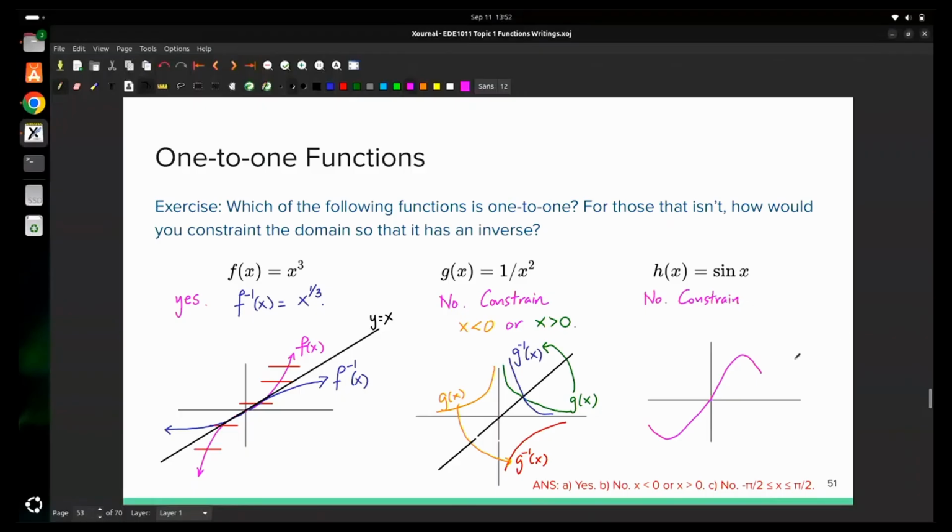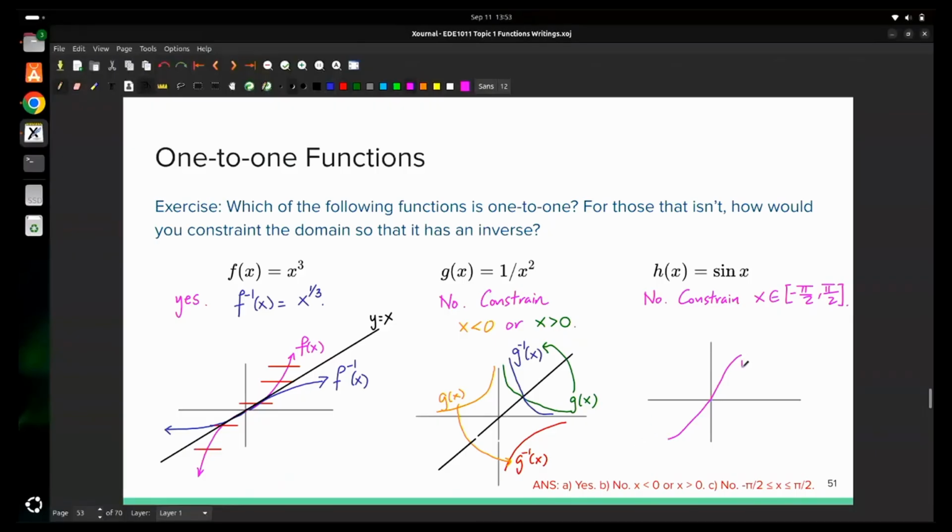Okay, constrain the domain to, for example, minus pi over 2 to pi over 2. Why is that so? Because it is beyond this interval that you fail the horizontal line test. You see, here, right? Like that, it fails. But to make it pass, you really just have to erase away this part. So if you erase away this part, then you notice that it will pass.